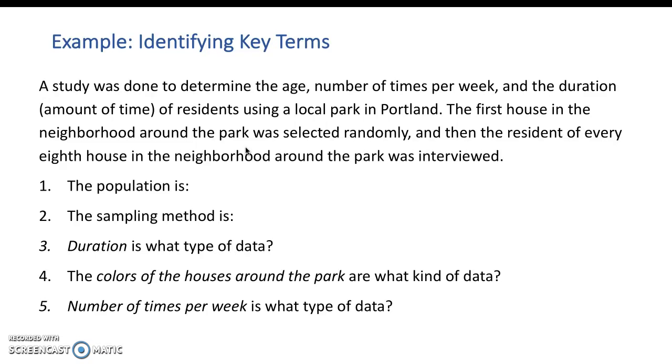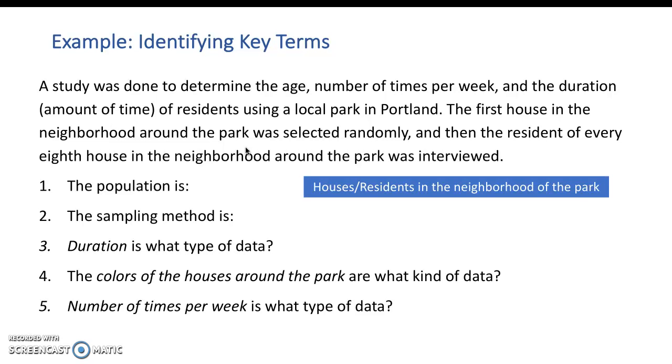Okay, so we want to identify what the population here is. So the population is residents that are in Portland. Okay, so the houses are the units that we're going to use to sample, but really we're interested in the residents because it's not the houses that use the park, it's the residents. The sampling method is systematic, right? We're starting with a certain house and then we're counting off every 8th.